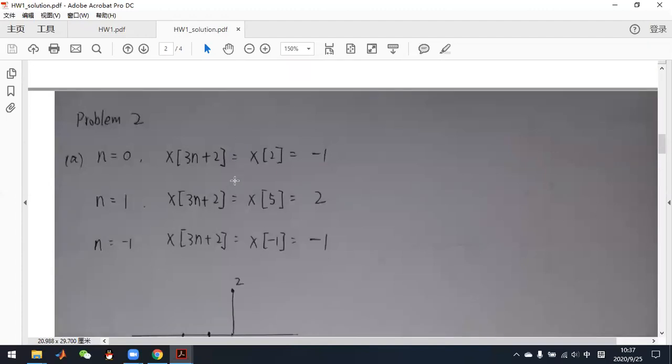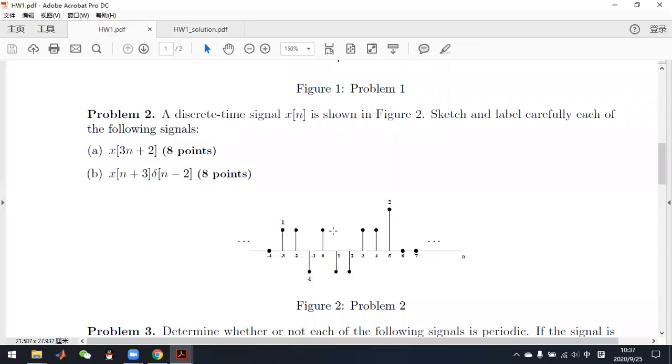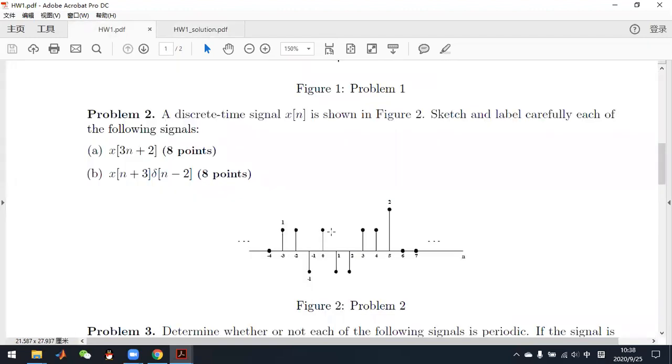I use an easier way to finish this problem. We can see that we just take some specific values of this signal. When n is equal to 0, x of 3n plus 2 is equal to x of 2. X of 2 is here, it is minus 1. And when n is equal to 1, x of 3n plus 2 is equal to x of 5. And x of 5 is here, it is 2.